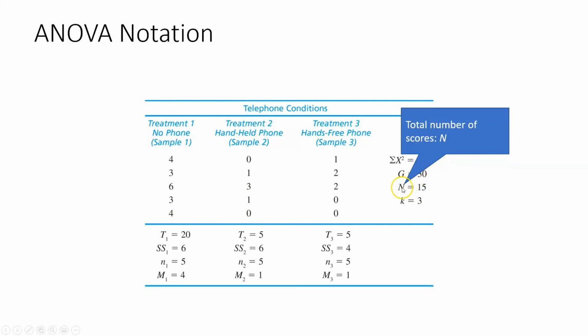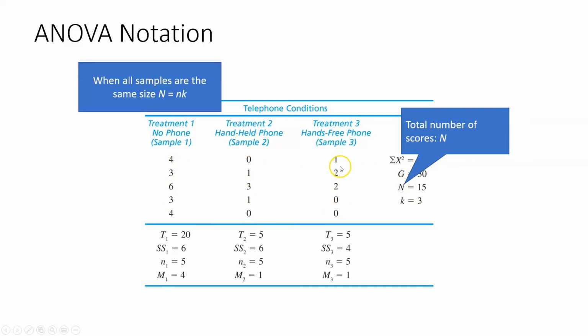So in ANOVA, in this module, I'm going to use capital N to represent the number of scores in the whole experiment. That is 5 plus 5 plus 5. So you might have noticed that if all the samples are the same size, like they're all 5 here, then the big N is equal to the little n times the number of conditions. So 5 times 3. But if they're not the same, then you can just add up how many there are in each condition, and that's the total N size.